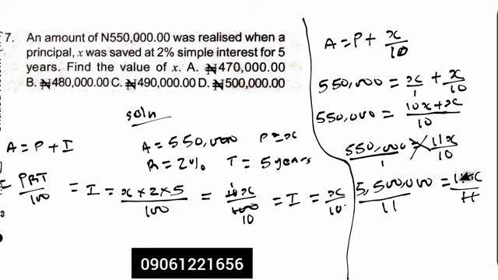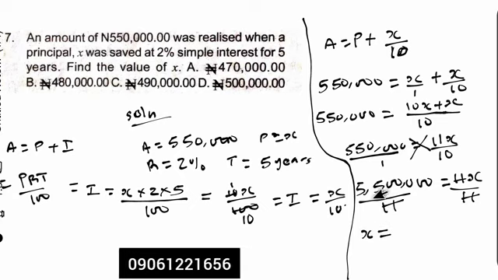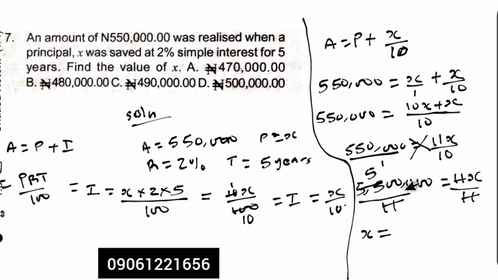So 11 cancels 11, and S is equal to 5,500,000 divided by 11. 55 divided by 11 is 5, and counting the zeros, 1, 2, 3, 4, we have 5 followed by zeros, which gives us 500,000. So S is equal to 500,000 naira.